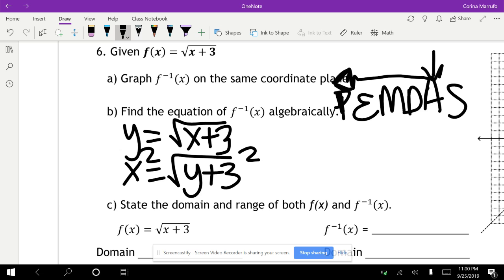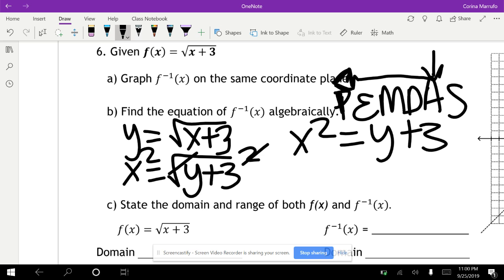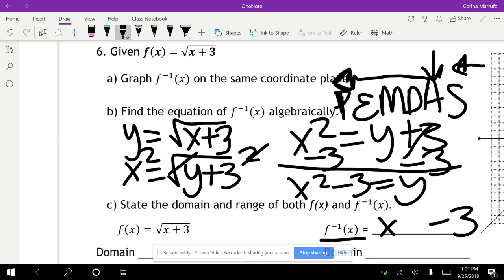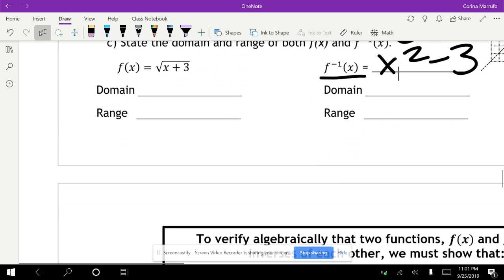So what you do to one side, you have to do to the other side. And we get x squared equals, here the square root and the squared cancel each other out, and we're left with y plus 3. And then we start our steps all the way from the beginning again. So we need to get rid of this addition by subtraction. This cancels and we get x squared minus 3 equals y. Our last step is to switch out that y with f inverse of x, and I'm going to write it in here. x squared minus 3. So that is the opposite.